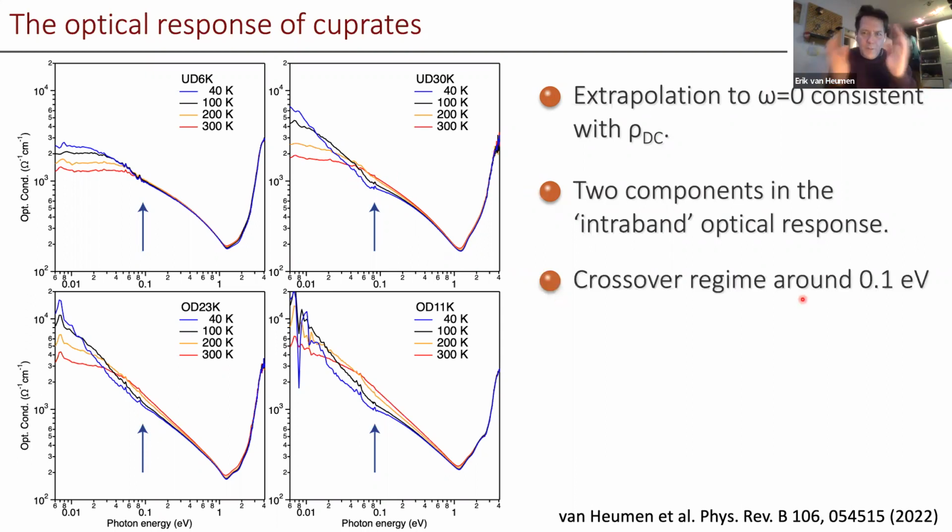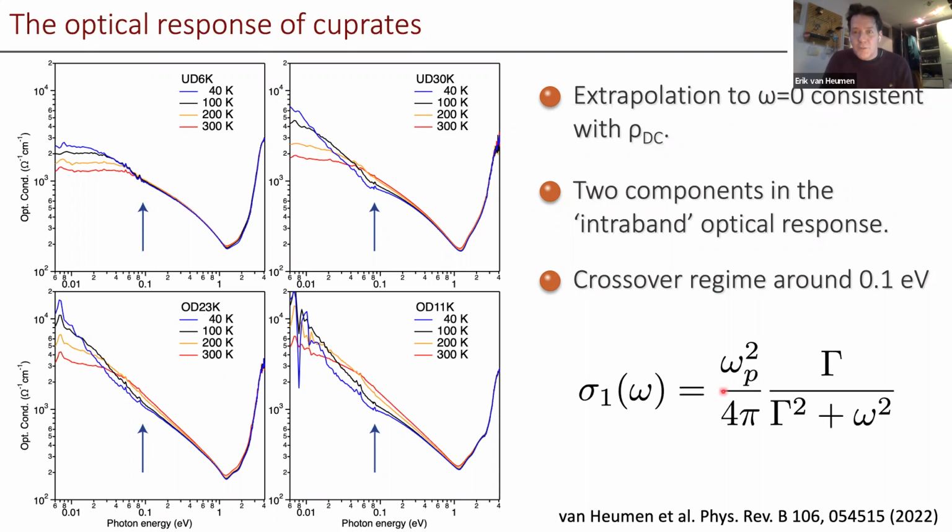The crossover between these 2 components is around 0.1 electron volts, and that doesn't seem to depend much on doping. So both on the underdoped side and the overdoped side, we see it around 0.1 electron volt. And so I wanted to check first how close the low energy response actually was to a Drude response.